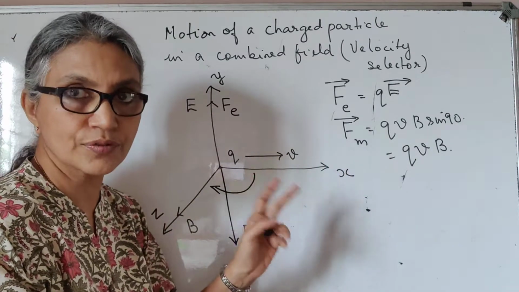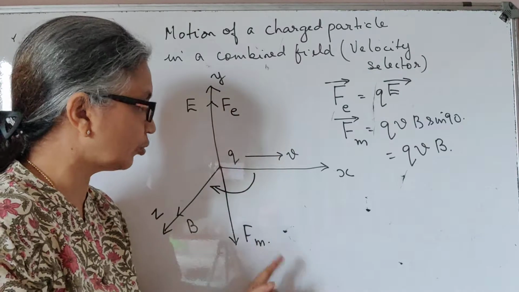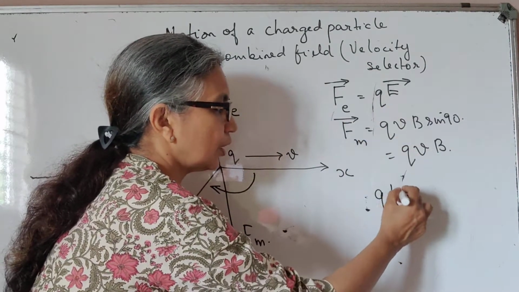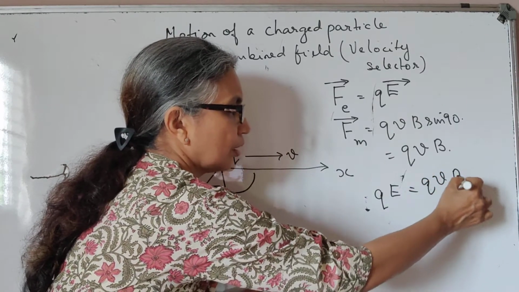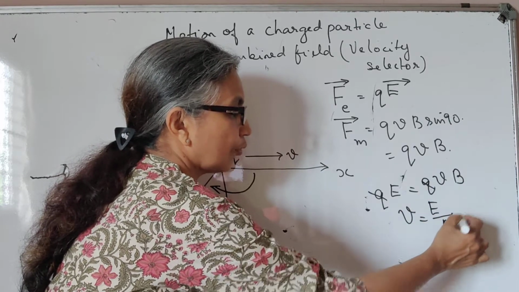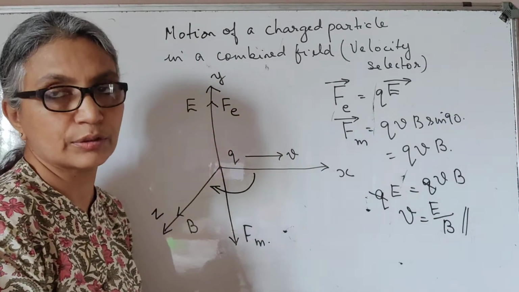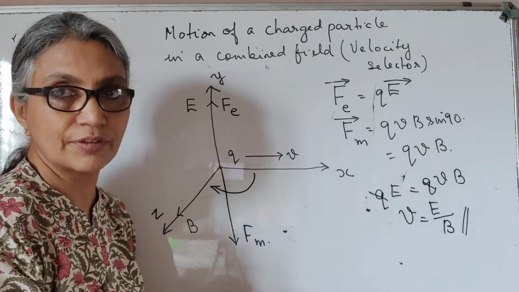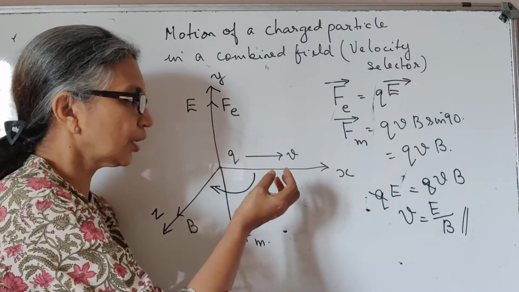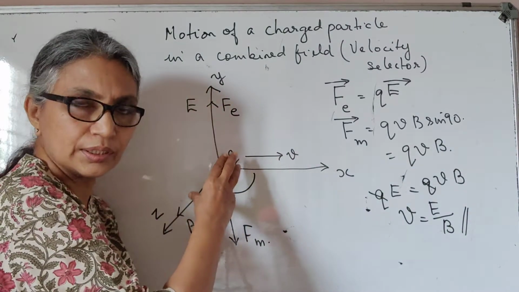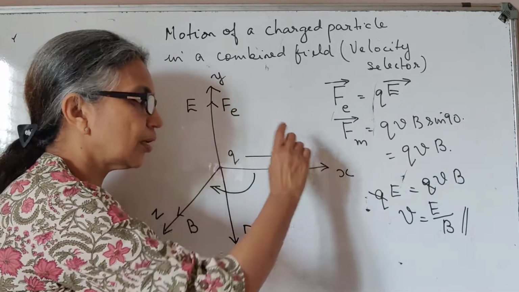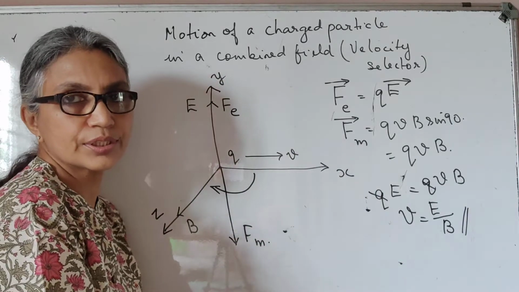So this particle will move undeflected. If the particle moves undeflected, we know Fe is equal to Fm, and under that condition, QE is equal to QVB, from which you may write the velocity of the particle as the ratio of the electric field to the magnetic field. So that is why this is called the velocity selector. That is, if you have a large number of particles and you put them into this combined field, all the particles that travel undeflected must have the same velocity, which is E by B.